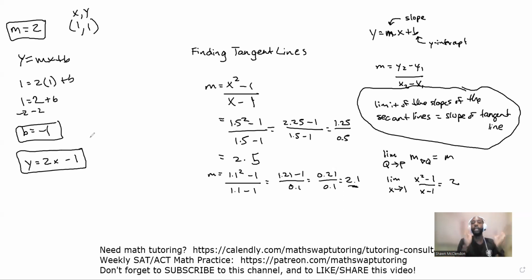So keep in mind that when you choose a second point on the curve that gets ever closer to the tangent point, the limit of the slopes of the secant lines as those points approach the tangent point is equal to the slope of your tangent line. You can use that slope to get your y-intercept and then ultimately the equation for your tangent line.